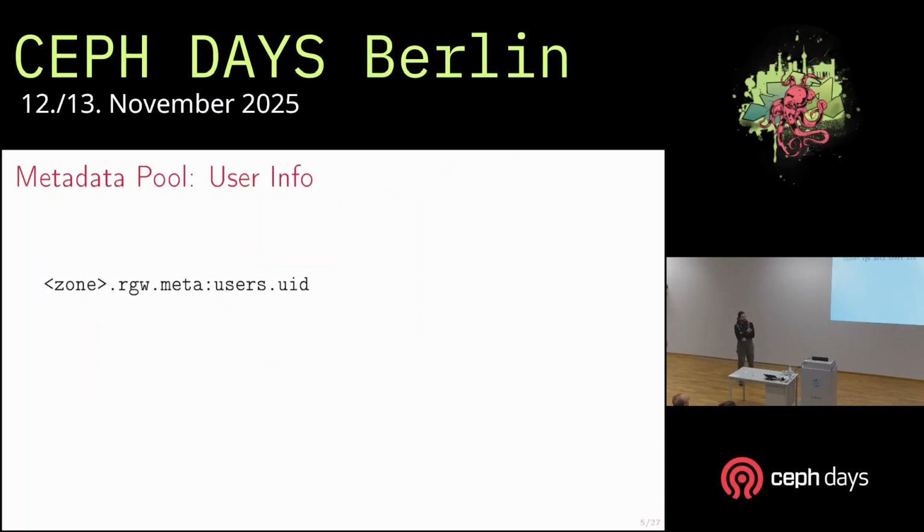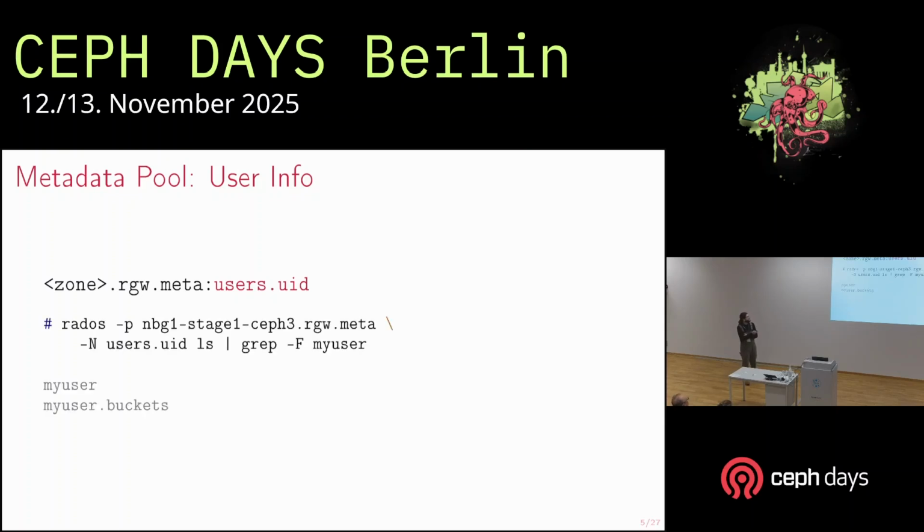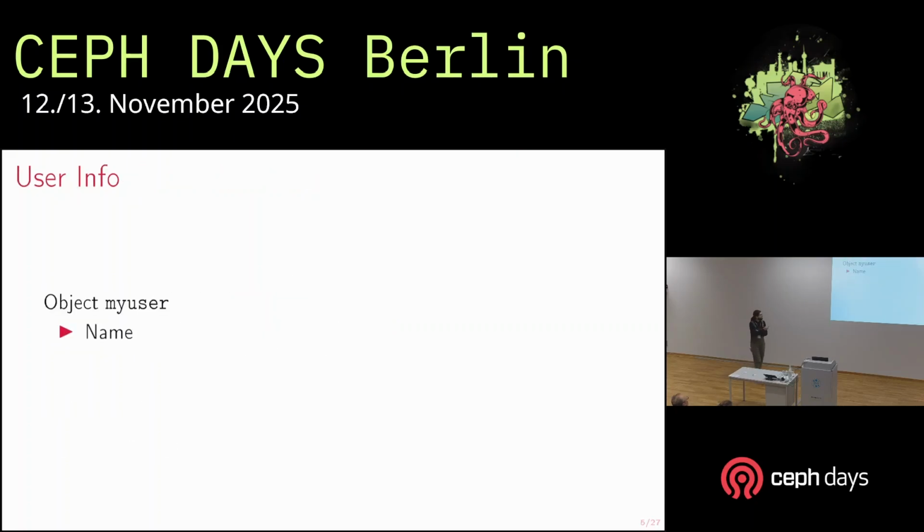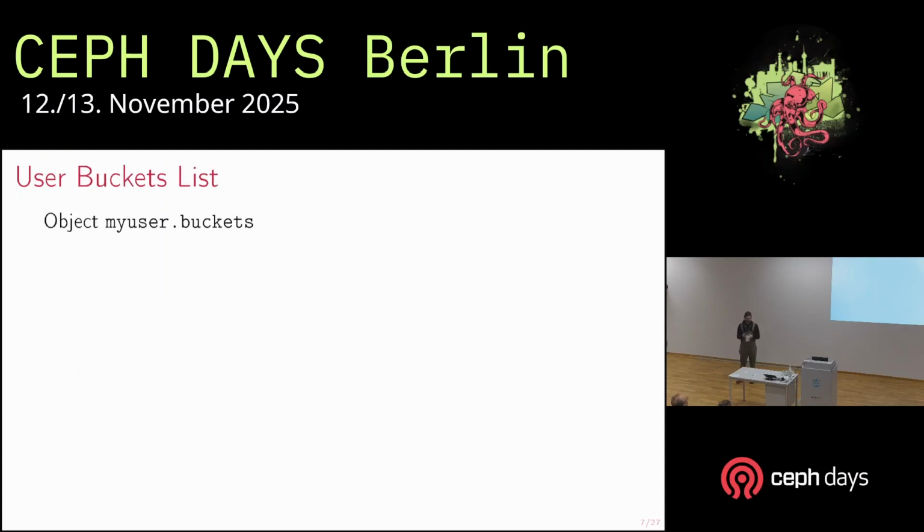So, next pool, user metadata. Again, the zone is in there, and then the users.uid namespace. Relatively simple. Let's have a look. We get two entries per user, interestingly. One that is named after the user, and one that has this .buckets suffix. The user object is relatively straightforward, I'd say. I mean, there's a lot of different information there, but we've got a username, and there's a list of keys that the user owns. So far, so good.